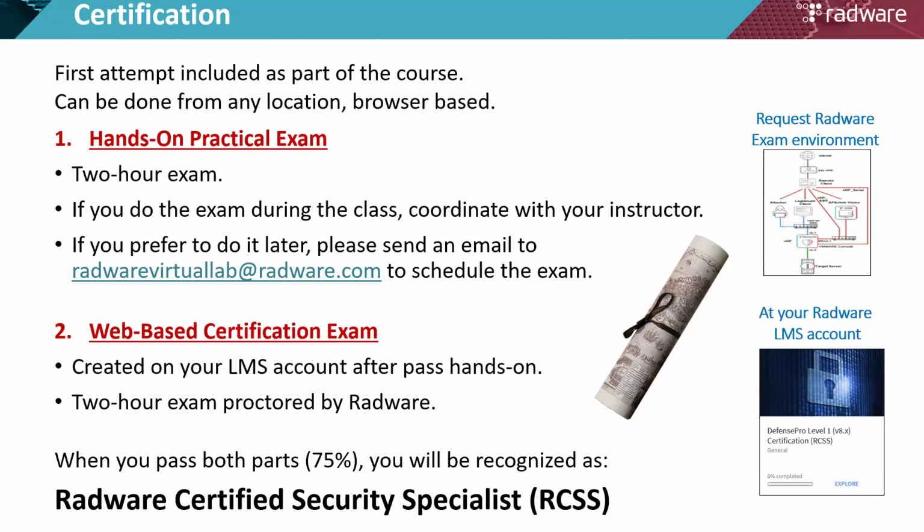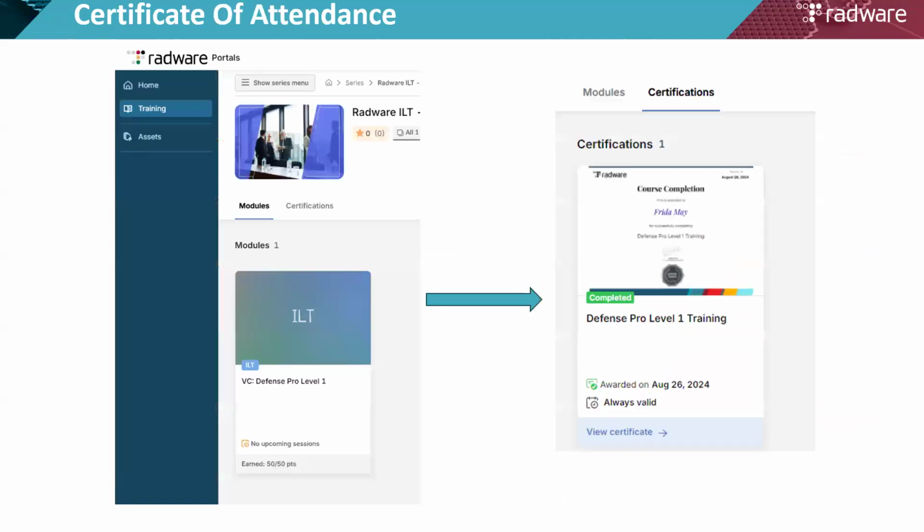So it is not compulsory that you take both the exams together. You can take the hands-on practical exam first. Once you pass it, you will be enrolled into the web-based certification exam, and then you have 3 months time to take the exam. Okay. And if you score 75% and above in the web-based certification exam as well, you will be certified with Radware Certified Security Specialist certification, which is Defense Pro X Level 1 certification. Okay. So these are the two exams that you need to pass in order to get the certification. Okay. So yeah, you'll also get a course completion certificate as well once you finish this particular course.